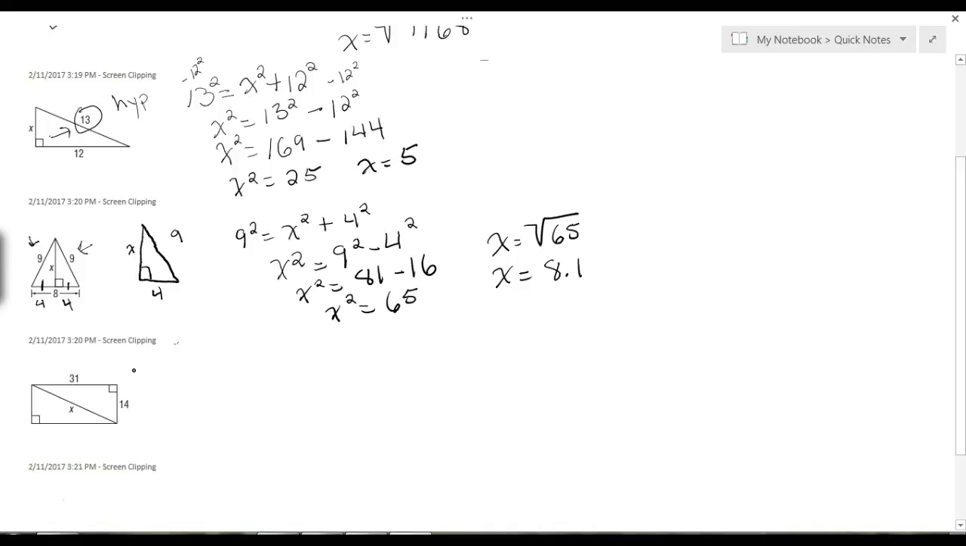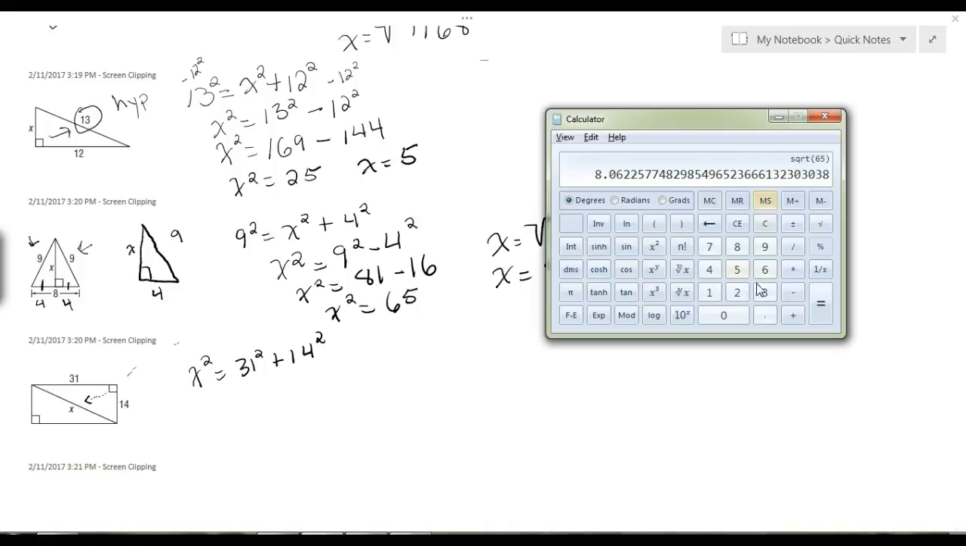Now over here we have a rectangle, and we're given two sides of the rectangle, and we know it's a rectangle because we have two right angles here. So I'm going to go ahead and look at what's across from the right angle, and that's x. So x is my hypotenuse. So x squared equals 31 squared plus 14 squared. I'll go ahead and use my calculator for that. 31 squared is 961. I'll go ahead and write that down.